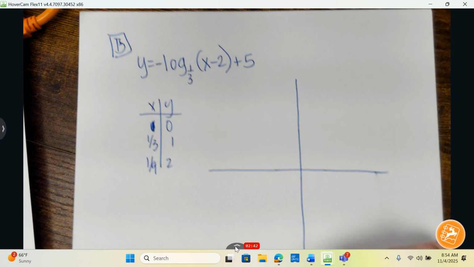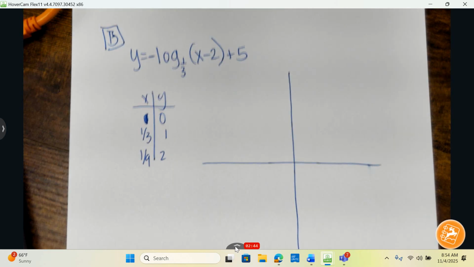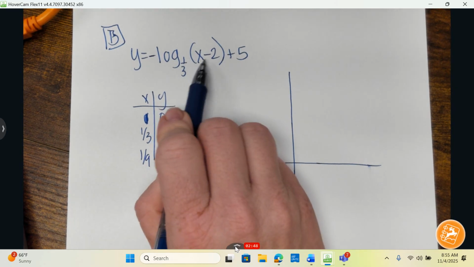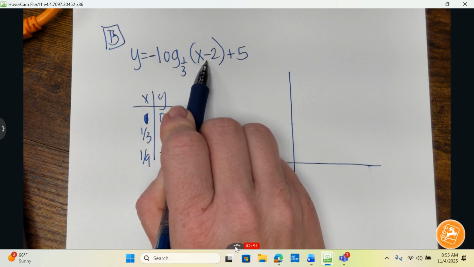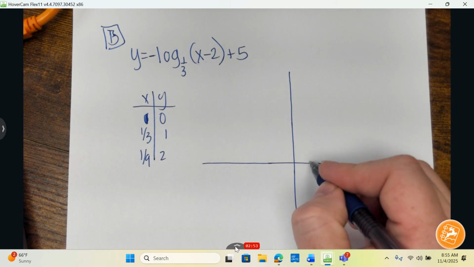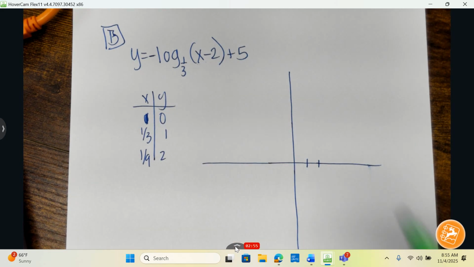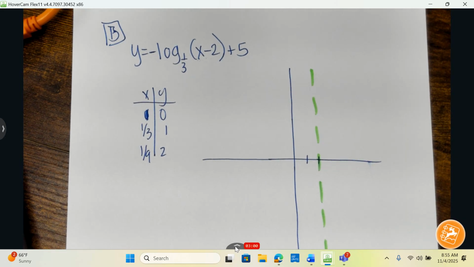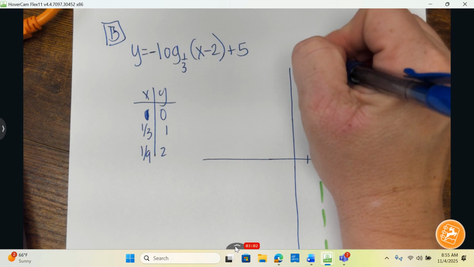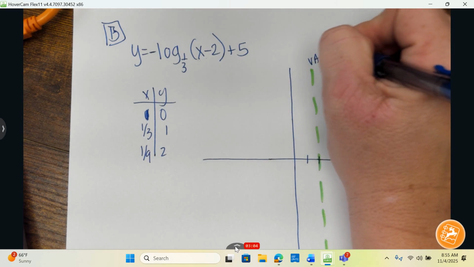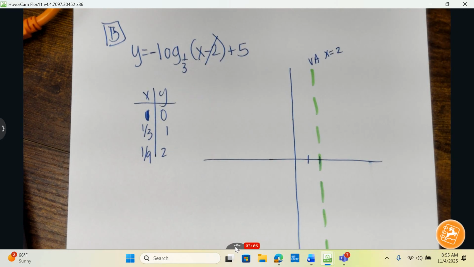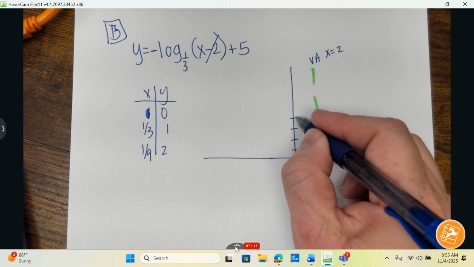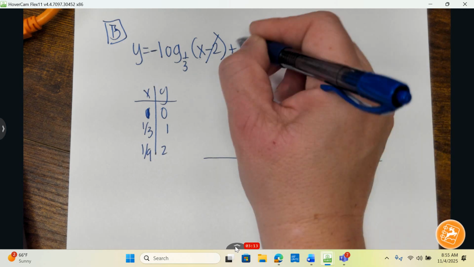My goal is to accurately sketch it. Where do I start after I write down the ordered pairs? I start by recognizing there's a shift. Do I go to the right 2 or left 2? Right 2. So now my vertical asymptote has shifted to the right 2. So vertical asymptote is now x equals 2. Taking care of that, I'm going to shift everything up 5. 1, 2, 3, 4, 5. This is like my new origin.